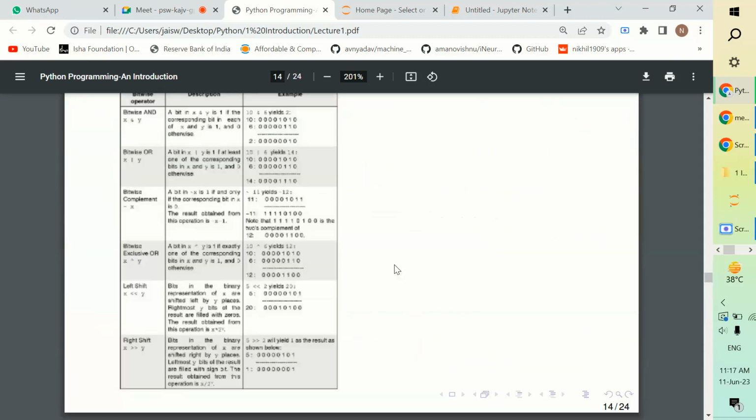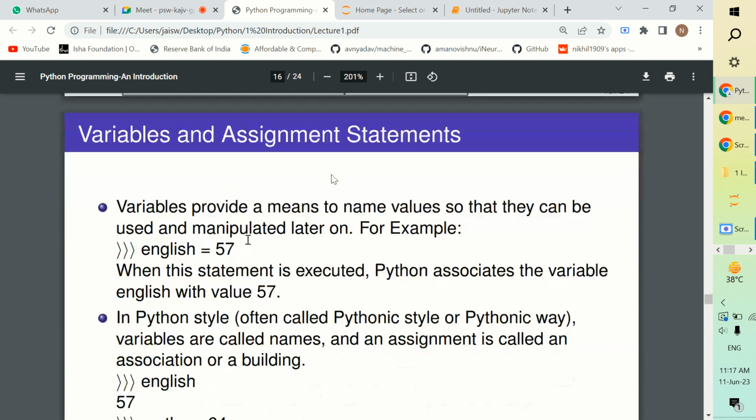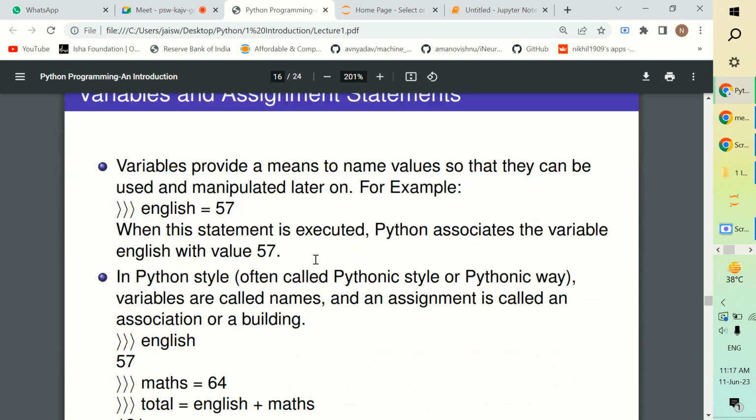Okay, so this class I will end here. I will start explaining from bitwise complement in the next class. Bitwise complement, XOR operator, and then we have the variables and statements, how to assign a variable in Python.